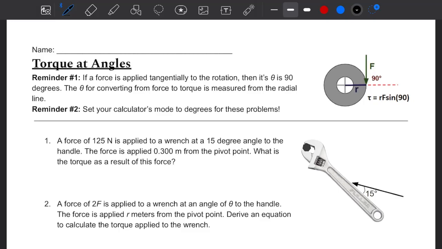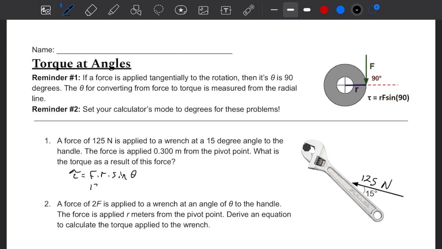Okay, we have a force of 125 newtons being applied to a wrench at a 15-degree angle to the handle. The handle is going to be our line of action because it goes from the pivot point of the bolt straight radiating outwards. And the force is being applied at 0.3 meters from the pivot point. We're looking for the torque according to this problem.